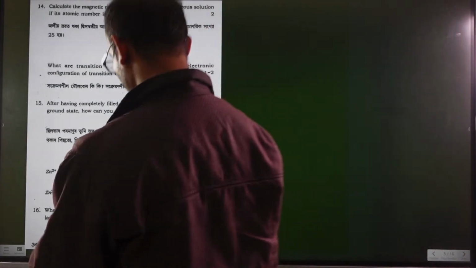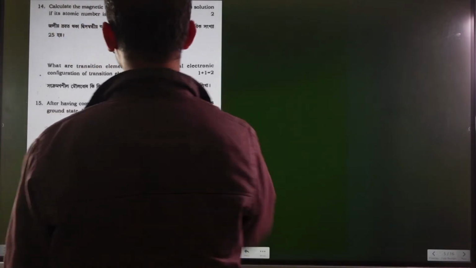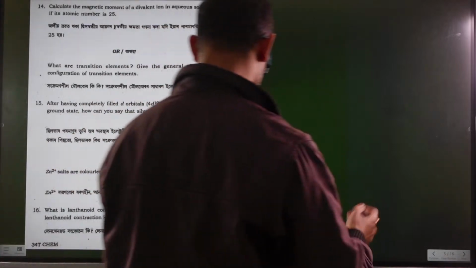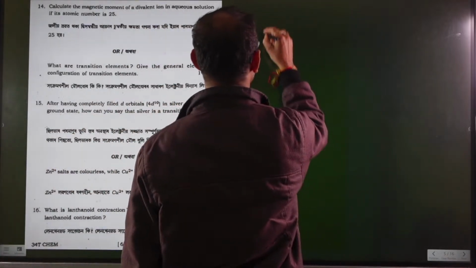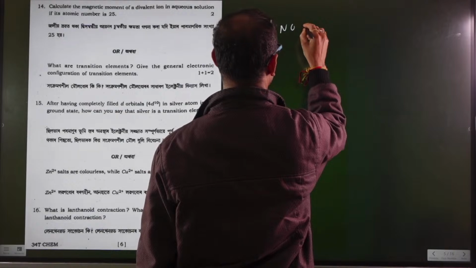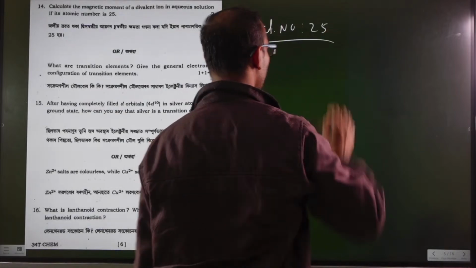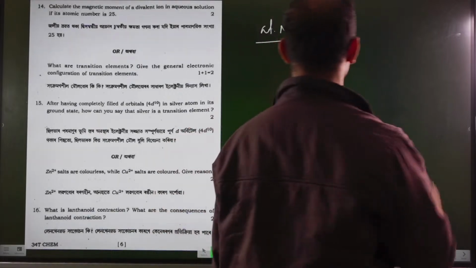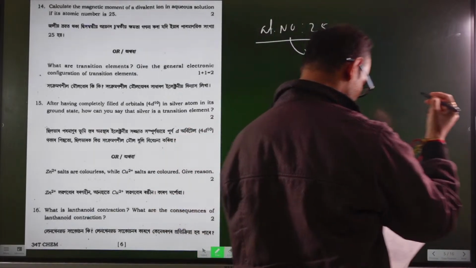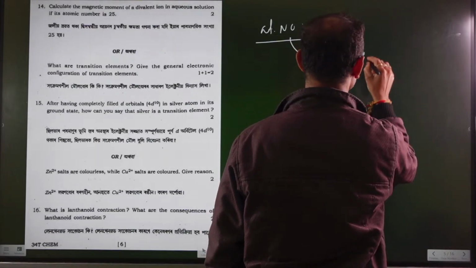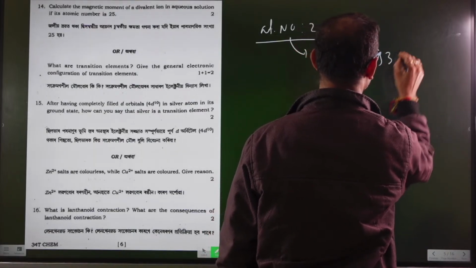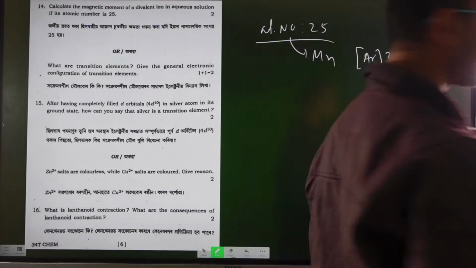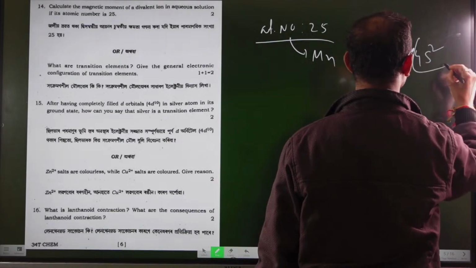Next, it is given: calculate the magnetic moment of a divalent ion in aqueous solution if its atomic number is 25. You have to remember atomic number 25 means your divalent metal is manganese. For this, you can write the electronic configuration as argon 3d5 4s2. But it is given divalent, so you have to eliminate these two electrons.